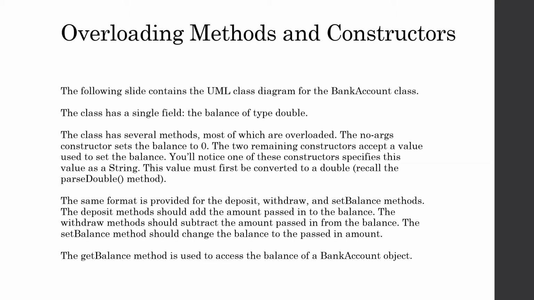The same format is going to be provided for the deposit, withdraw, and set balance methods. So the deposit method should add an amount passed in to the balance. The withdraw method should subtract an amount from the balance. And then the set balance method should just change the balance to whatever the passed in amount is. And then finally, we're going to have the get balance method. So this will be the only one that's not overloaded. We'll just have a single get balance method, which is just going to be used to access the balance of a bank account object.